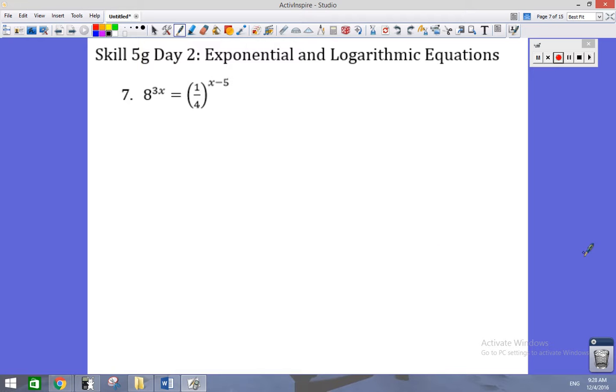I can actually write this one with the same base. So although logarithms will definitely work, we can rewrite. Let's do this problem two different ways. Let's rewrite the 8 as 2 to the third. And let's rewrite 1/4 as 2 to the negative 2.